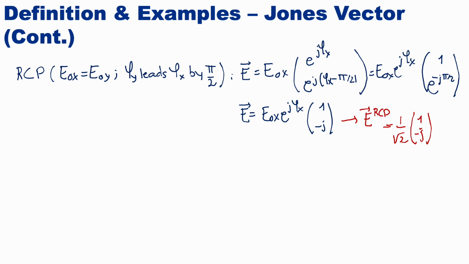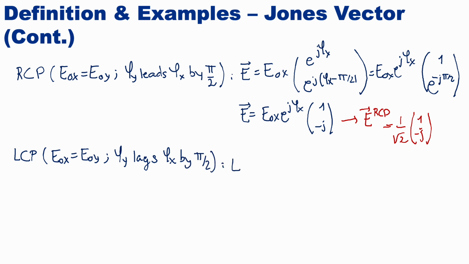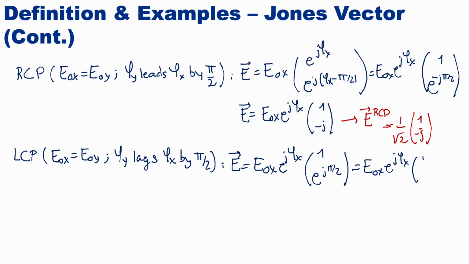We can do the same if we have left hand circular polarized light. So again, the initial amplitudes of the x and y components are the same. But now the phase of the y component lags the phase of the x by pi over 2. So if we take the x component as a factor, here we're going to have 1 and then the exponential of j pi over 2. So this is going to be the common factor, 1, j.